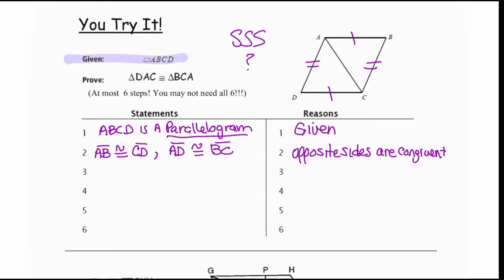Alright, so next, what kind of thing might we want to say? Well, since we're trying to go for side, side, side, we need a third side to be congruent to a third side. That's the connected side there. So we have a particular reasoning you might remember if I say that AC is congruent to itself. Or simply just saying AC is congruent to AC, we call that the reflexive property.